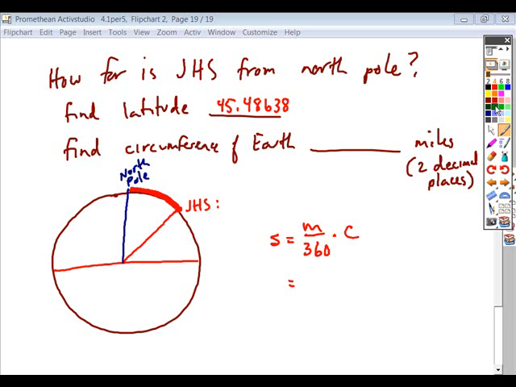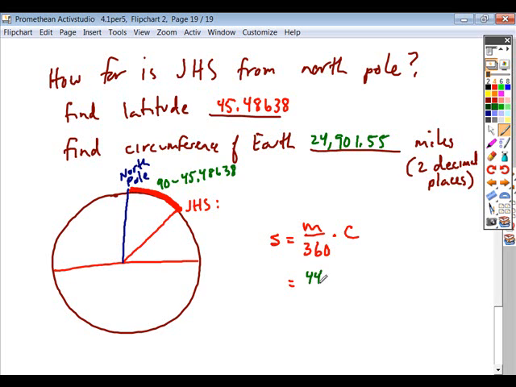All right, so the circumference of the Earth is what? Did anybody get miles? Marcus? Good. Okay, that's the one that I found as well. So again, it's just an estimate. The Earth changes slightly, and it's not completely circular, but this is the estimate. So if we plug this information in, what is the m value that we're going to use? Is it 45.48638? No, remember, we're finding this distance, so we have to subtract the latitude from 90 to get the remaining central angle measure.